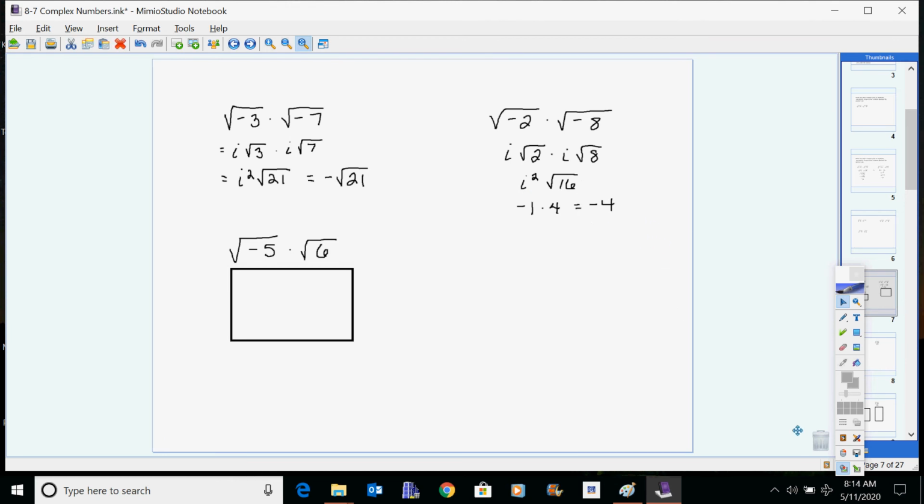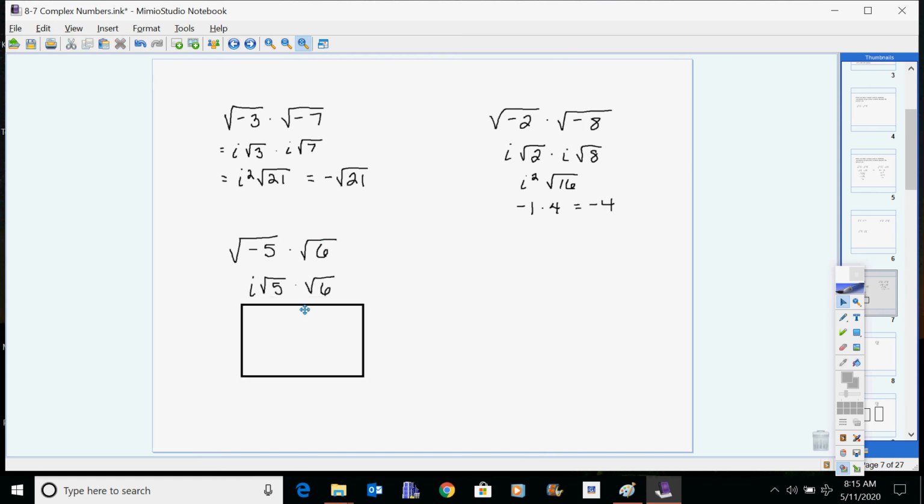So our answer for this one is -4. This one, there's an I for this part, but not for this part. So we're going to have an I in the number. A regular I does not get replaced with anything. It's just itself. And the square root 5 and the square root 6 go together and can't be simplified. So our final answer is I square root of 30.